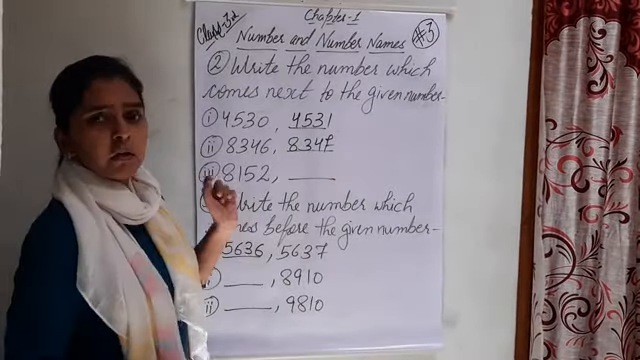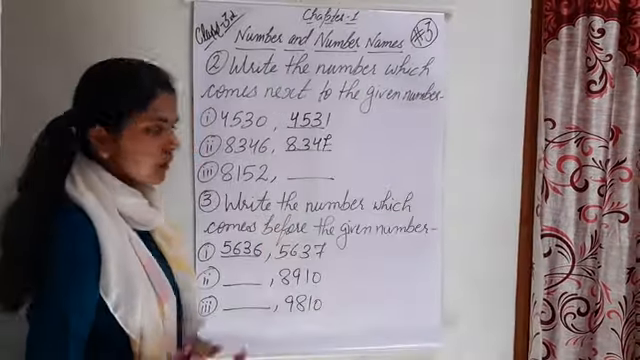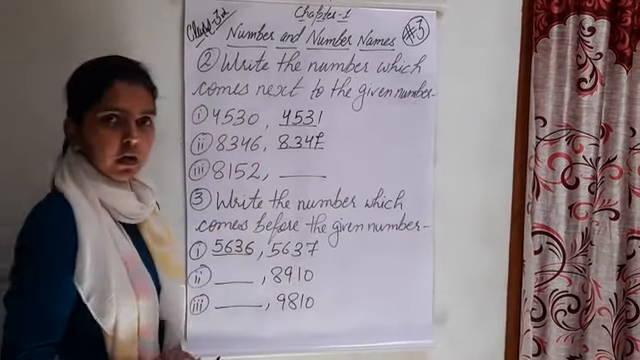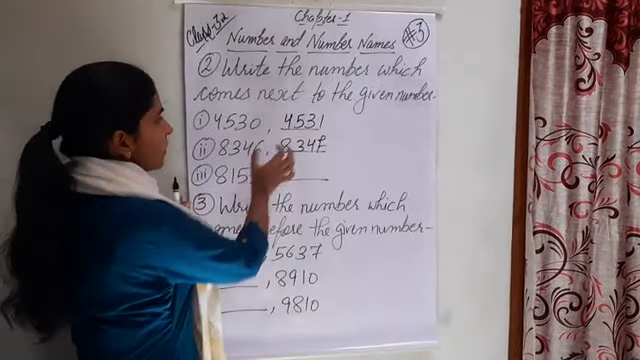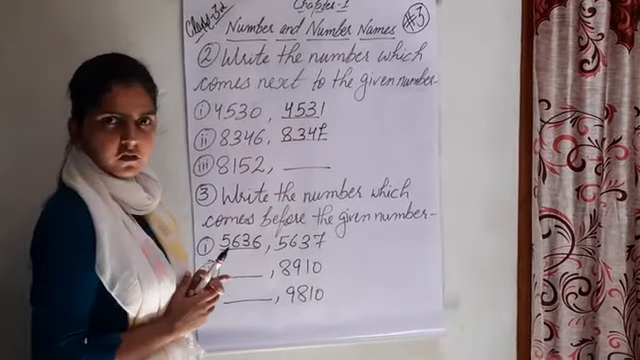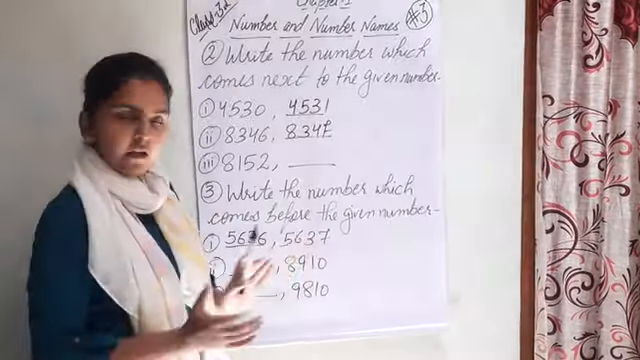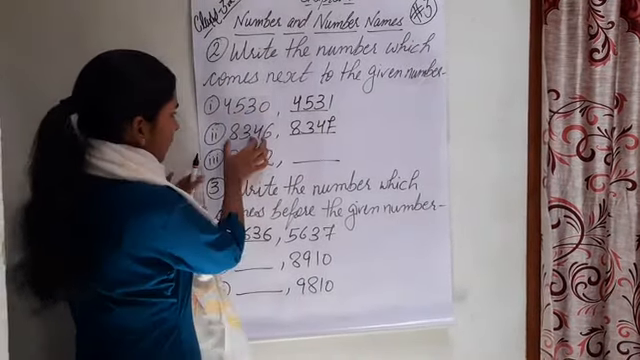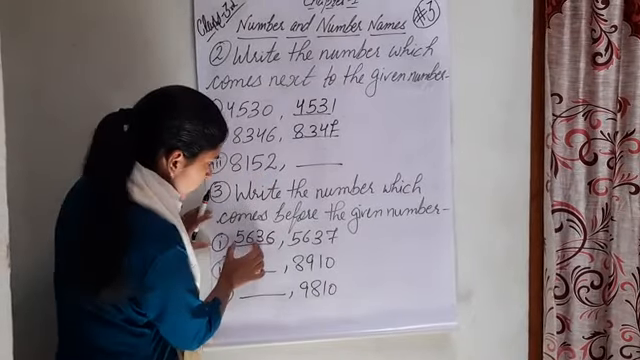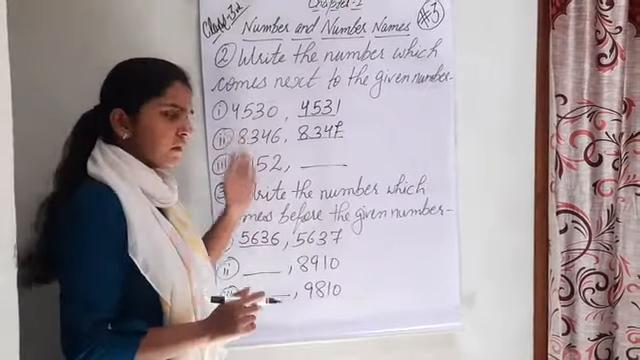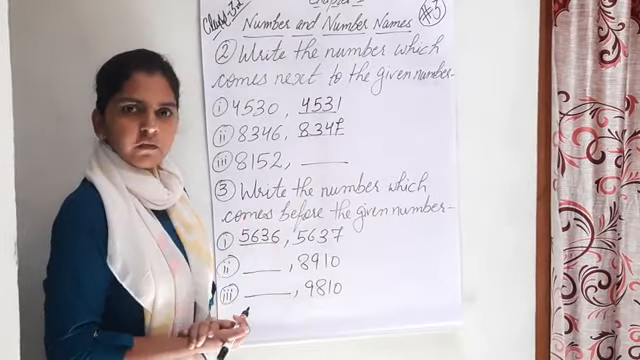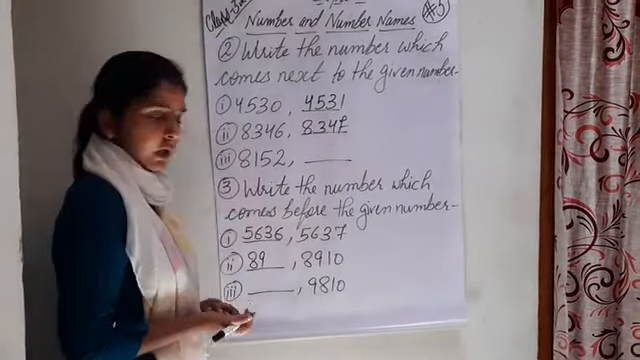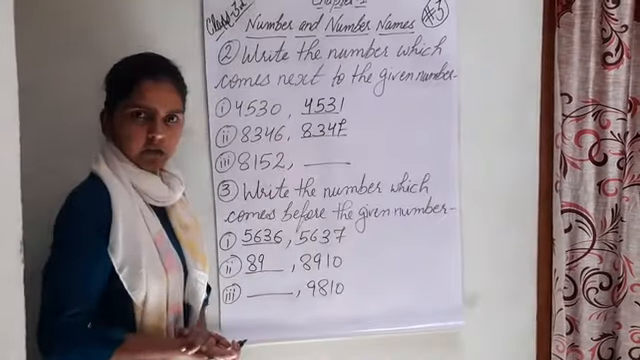Students, you can note one thing in all these questions, in successor or next number, before number. You can see that first two digits never change, right? It means here is 45, then here is also 45. 83, 83. 56, 56. In this type of question, first two digits will never change. So first of all, we will write our first two digits. 89 is there, then 89 we have written.